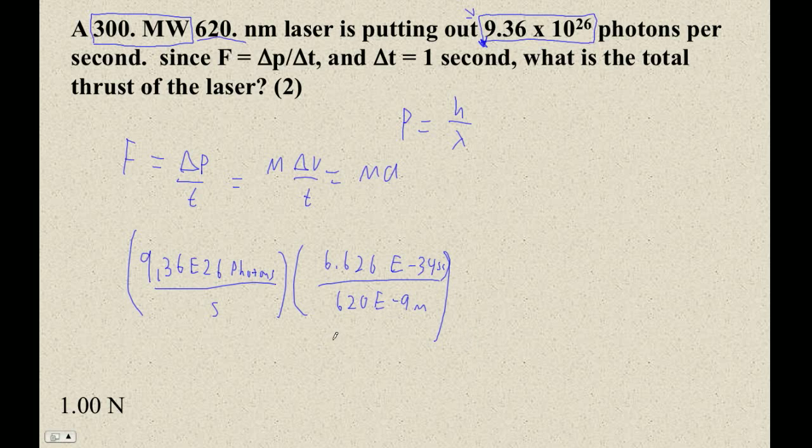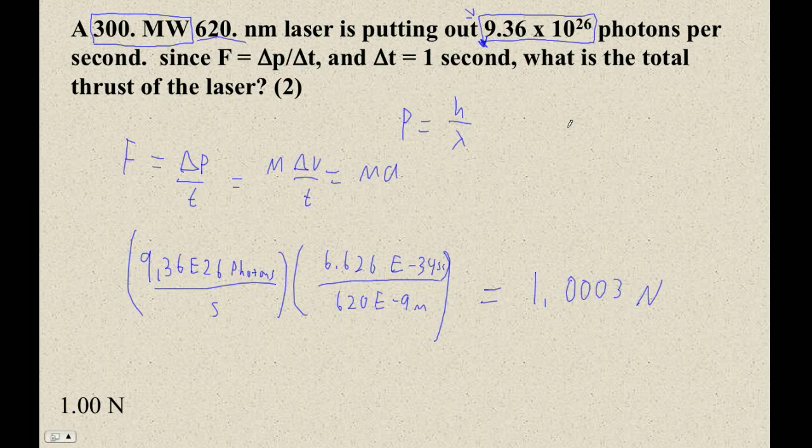Okay, so 9.36E26, that's a lot of photons. More than a mole. It's thousands of moles, right? Okay. Times 6.626E-34 divided by 620E-9. And when you do this, somewhat anticlimactically, you get 1.0003 newtons.